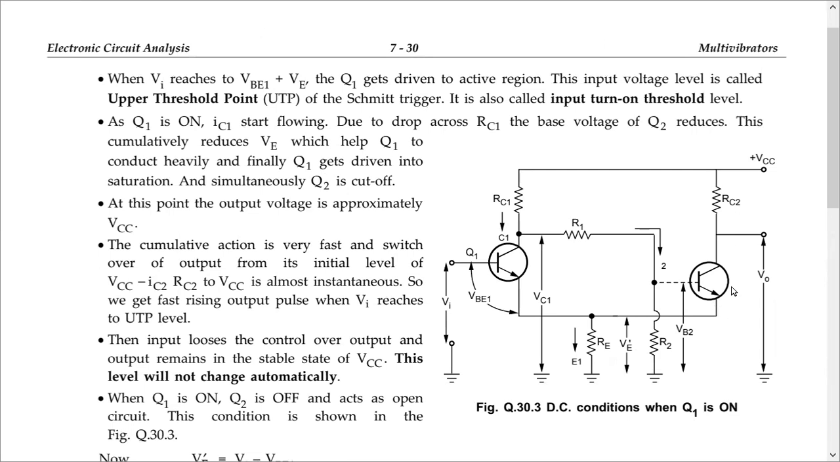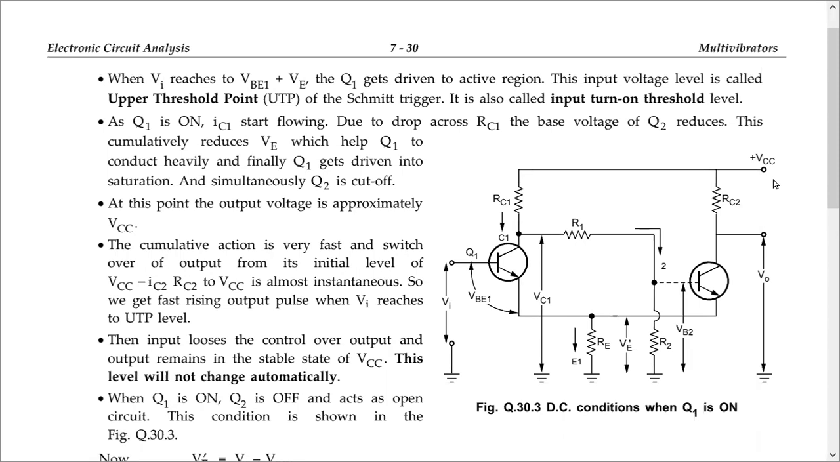Q2 off means there won't be any current in this path, and no current means no voltage drop, since voltage drop by Ohm's law is current into resistance. There is no drop, so the voltage at both points is the same. V0 becomes VCC. Simple.